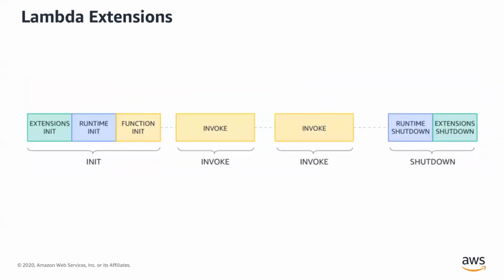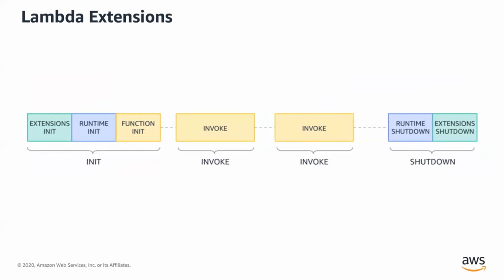So to see the power of Lambda extensions, I want to look at this life cycle. You can see that the extension itself initializes first and shuts down last. This allows you to put custom code at the very beginning stages of the function and after the code runs. Before Lambda extensions, it was not possible to have custom logic outside of just the Lambda itself.